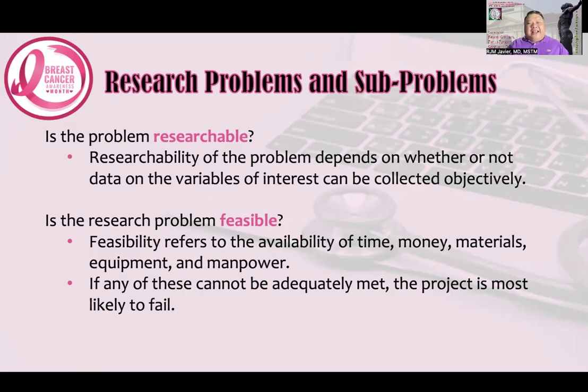The other facet is that of being feasible. Feasibility refers to the availability of time, money, materials, equipment, and manpower. If any of these cannot be adequately met, then the project is most likely to fail.